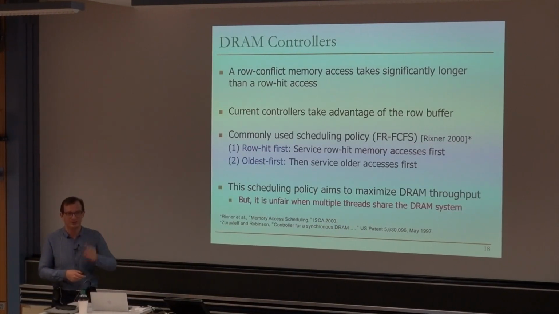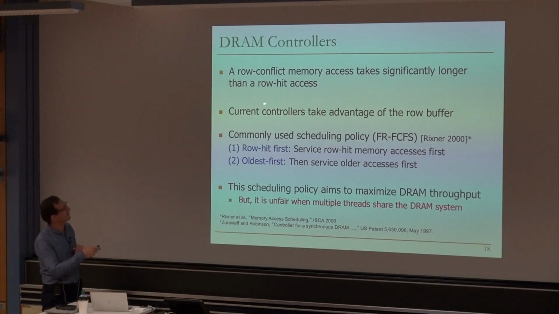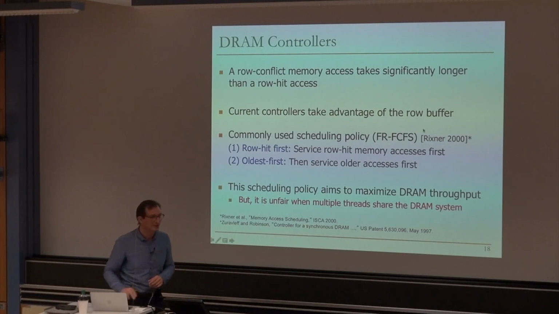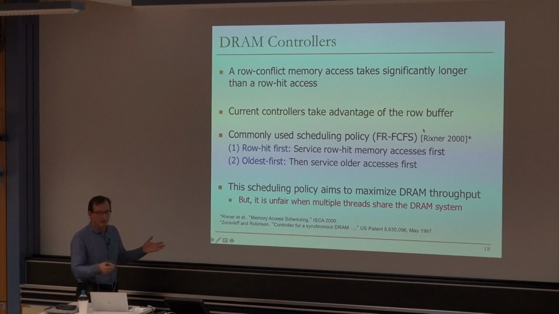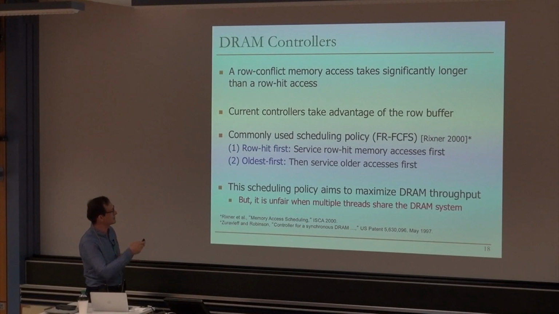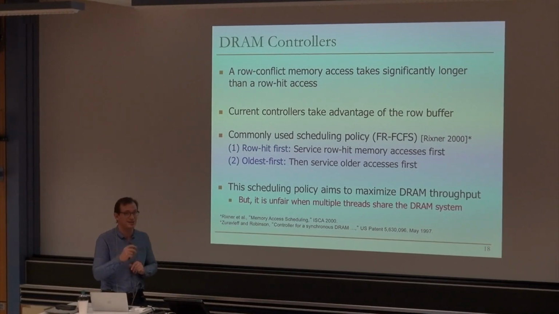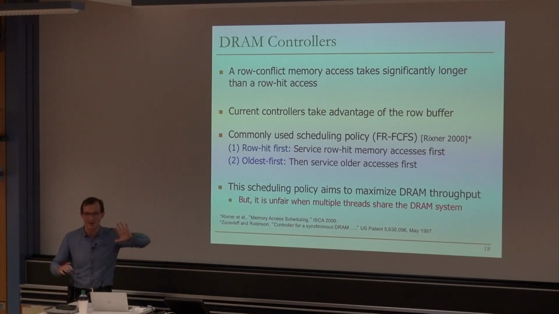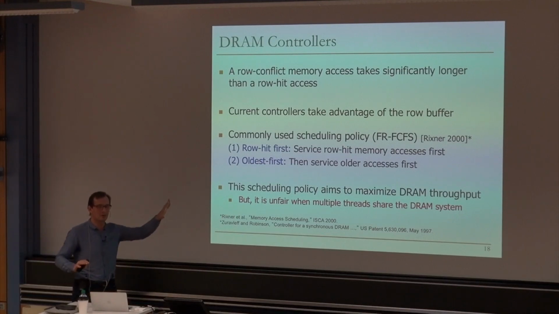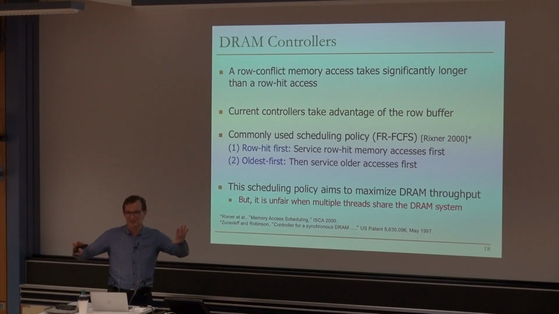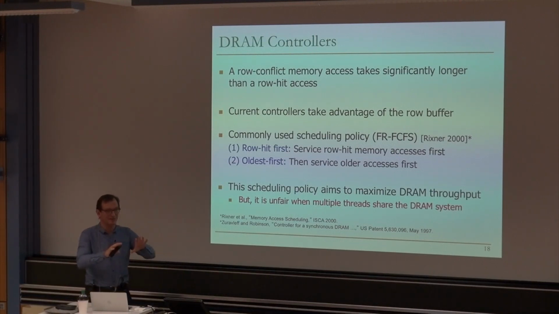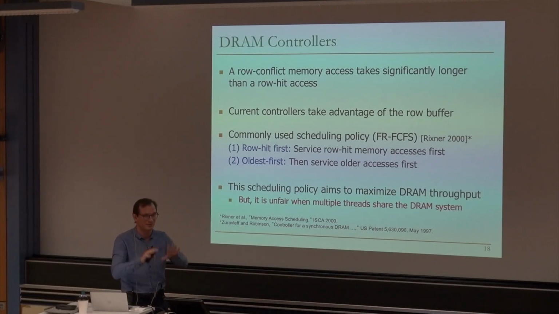Well, why do they do it? You all know why they do it by now. A row conflict memory access takes significantly longer than a row hit access, and current controllers take advantage of the row buffer. And they use the FR-FCFS policy, which you know of. They prioritize row hits over other accesses, and all else being equal, they prioritize older accesses over other accesses. And this scheduling policy may not be bad for a single core system, although even in a single core system you have different streams. So you have the single core and then an I/O stream. If you're moving data from an I/O device into your memory, then even in a single core system, you have this quality of service problem somewhat.